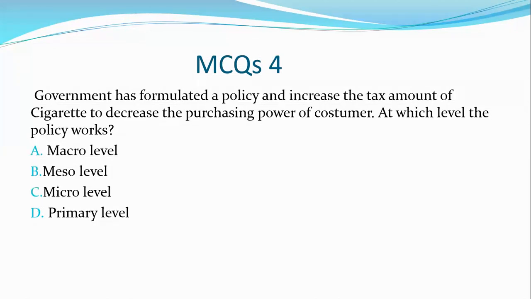MCQ 4. Government has formulated a policy and increased the tax on cigarettes to decrease the purchasing power of customers. At which level does the policy work? Macro level, meso level, micro level, or primary level. It's A, macro level.